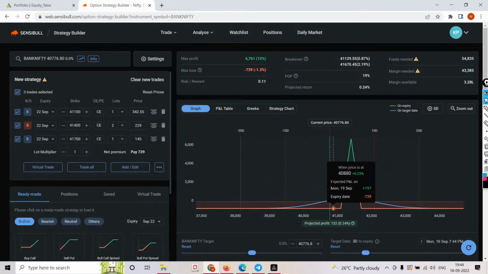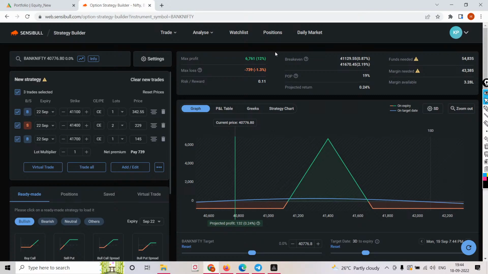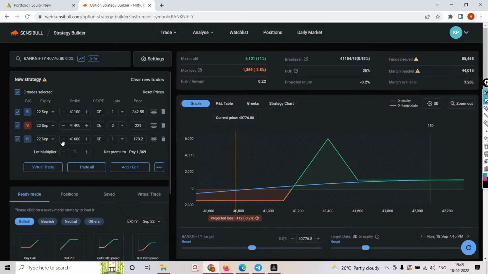Simple, market stands here. You know that the market can go sideways to bullish. So if you're able to trap the market somewhere here, you'll get your 6,000 profit, and the loss is only 739. But again, if you think you're bullish about the market, then why do you need this red area? So then you have to just manipulate. See, the moment you go 100 strikes below, this is how your trade will become.